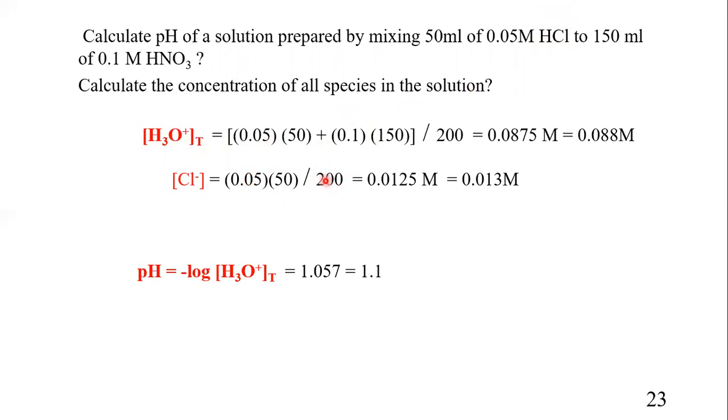Why 200? Because even if I just have the Cl-, the total volume of solution is 200. So that gives me its concentration. And the concentration of the nitrate will be the concentration of nitric acid, 0.1, times the volume of that acid, 150, divided by the total volume. That gives me the concentration of the NO3-.